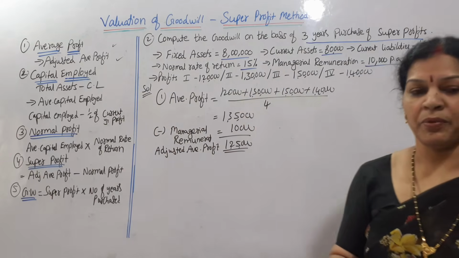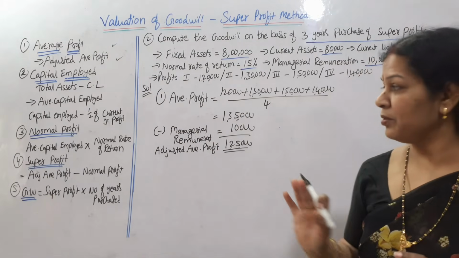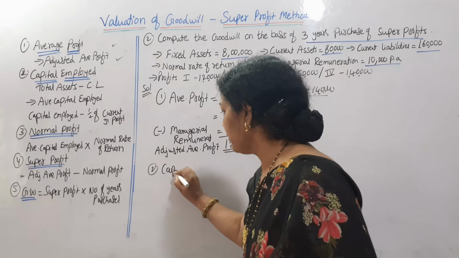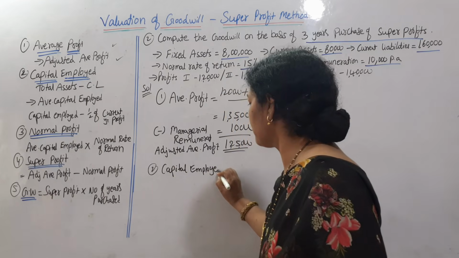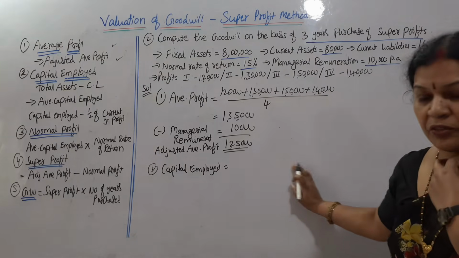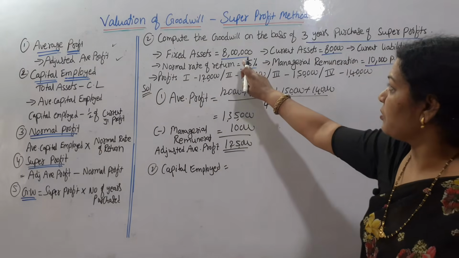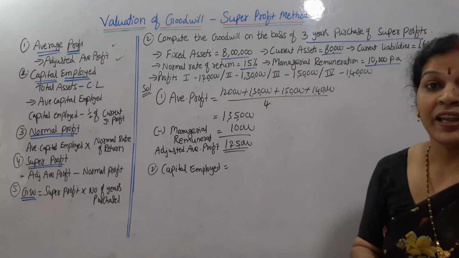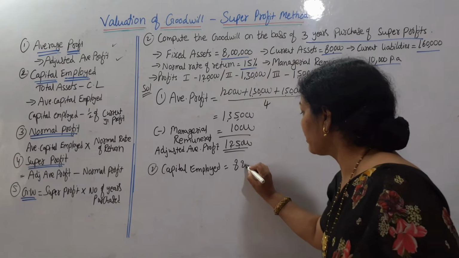Next, capital employed we have to calculate. How do we calculate capital employed? Total assets minus current liabilities. Okay. So now the second step, capital employed: total assets minus current liabilities. You have to write the formula. Anyway, the formula is there, so I am doing it directly. Capital employed: total assets means fixed assets plus current assets. Together it is 8,80,000.